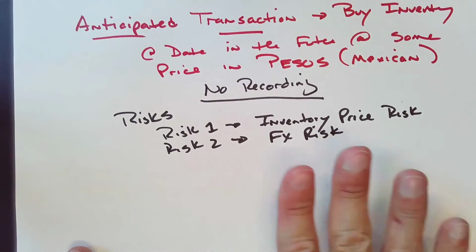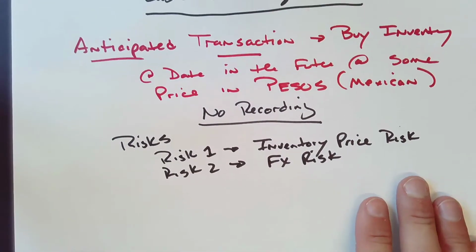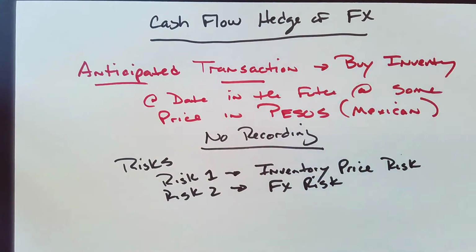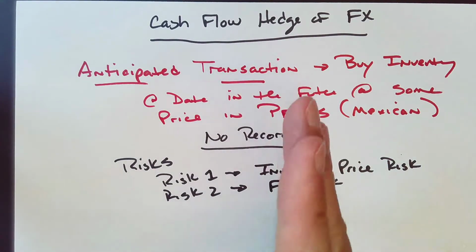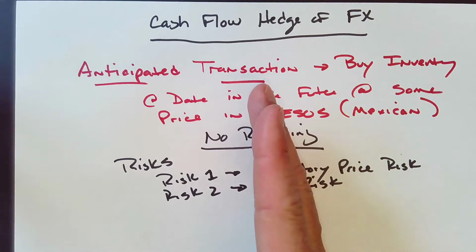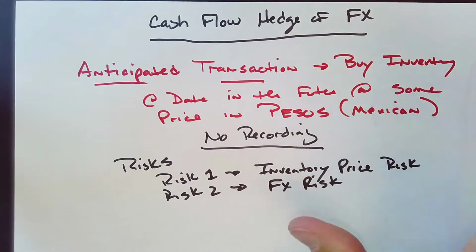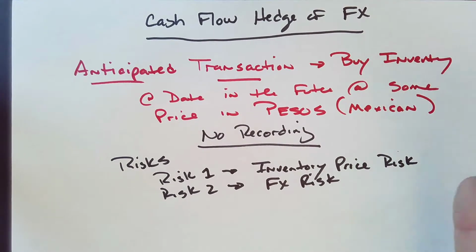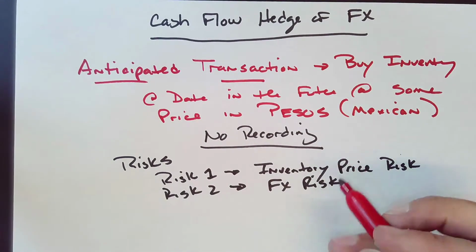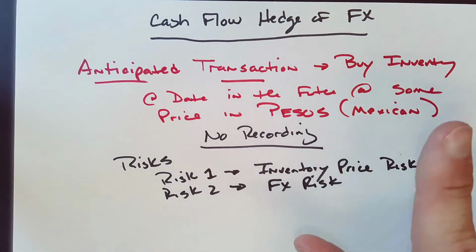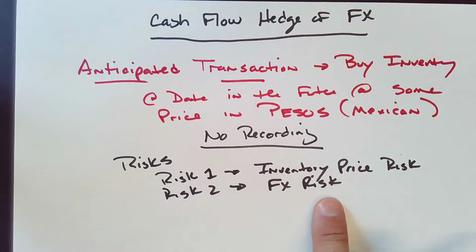Here, we're just thinking about it. And remember when we talked about anticipated transactions, you have to be able to document that it's going to be highly probable. But we can hedge this, and we can hedge one or both of these risks. If you can find an instrument that does both, that's great, but likely you may have to do both. And maybe in this case, we only care about the FX risk. And for our example, we only care about the FX risk. So this is going to be the hedged item.